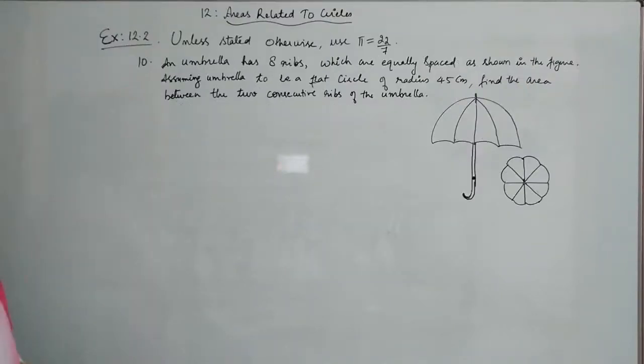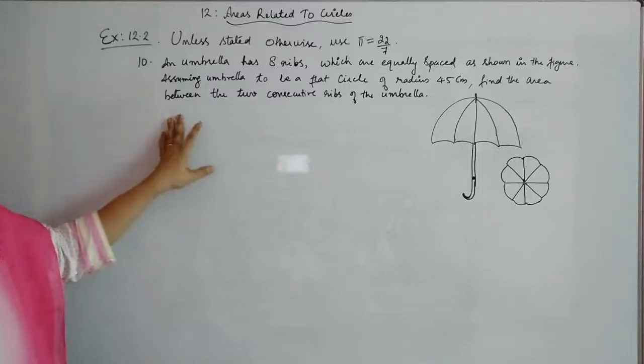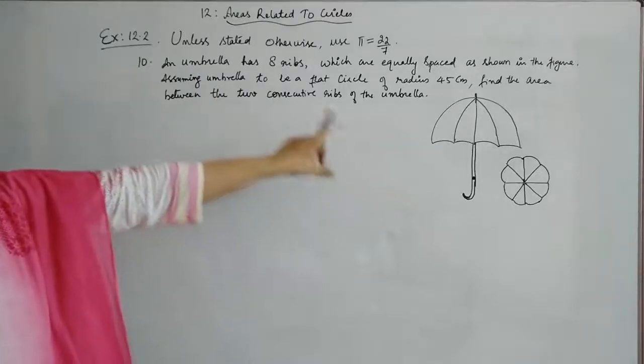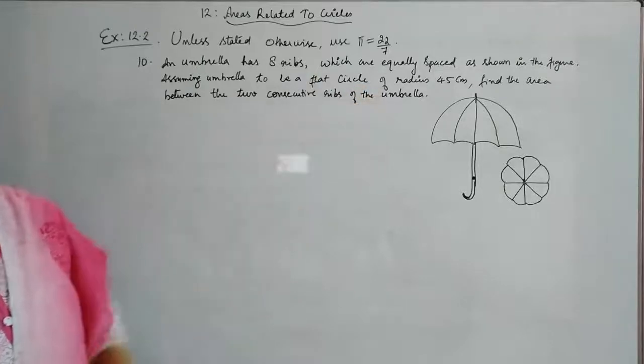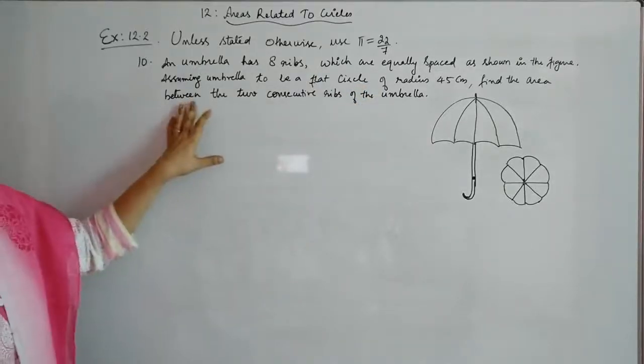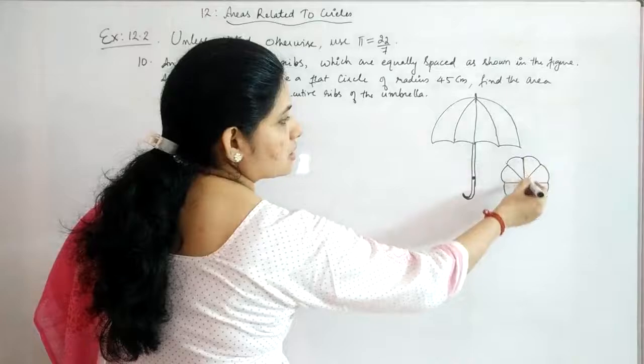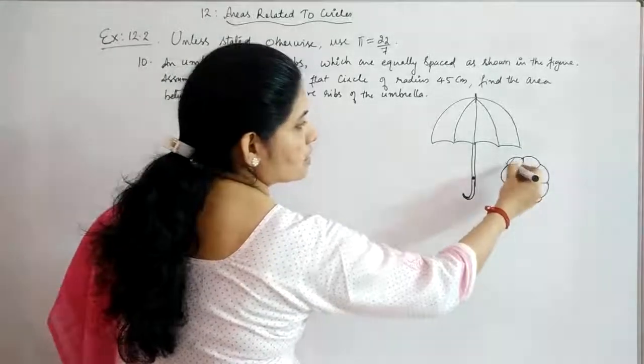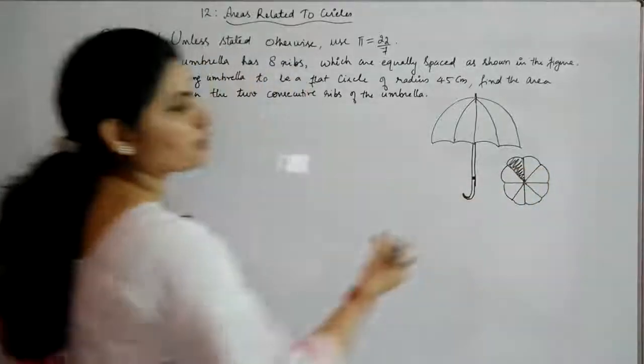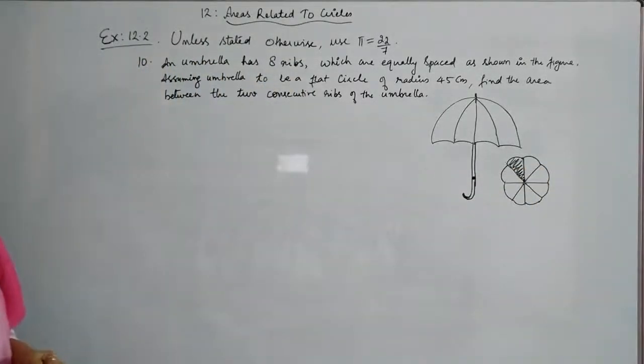Question number 10 is, an umbrella has 8 ribs which are equally spaced as shown in the figure. Assuming umbrella to be a flat circle of radius 45 cm, find the area between the 2 consecutive ribs of the umbrella. So we are considering the umbrella to be a flat surface, flat circle. There the radius is given to be 45 cm. And what do you mean by the area between 2 consecutive ribs of the umbrella? Area between 2 consecutive ribs means these two. These are the 2 ribs. So area between means one of the sector you have to find out, and each will have the same area. That is what you need to find out here, area of the sector.